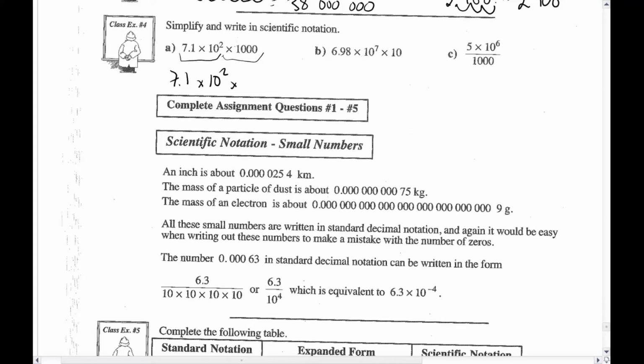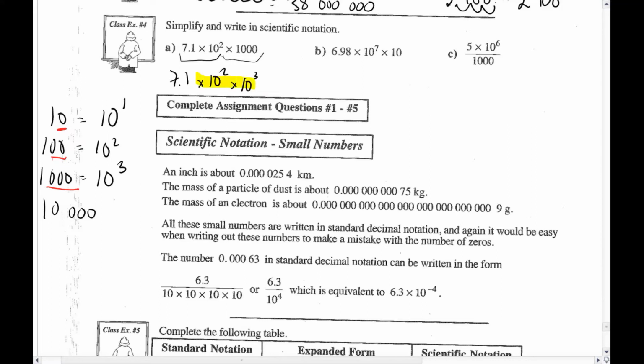So anytime you have 10, 100, 1,000, 10,000, any multiple of 10, you can rewrite those as powers of 10, and you count the zeros. So 10 has 1 zero. It's going to be 10 to the power of 1. 100 has 2 zeros. So it's going to be 10 to the power of 2. And so on and so forth. 1,000 has 3 zeros, 10 to the power of 3. So we're going to write 1,000 as 10 to the power of 3.